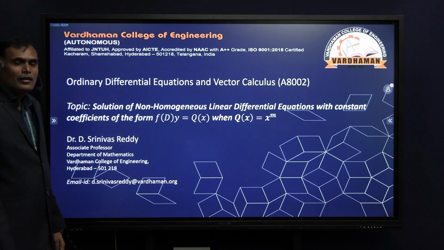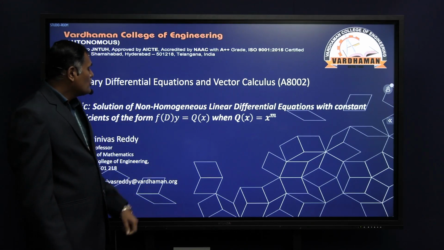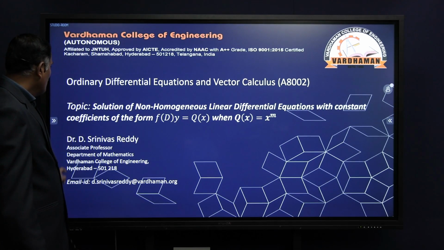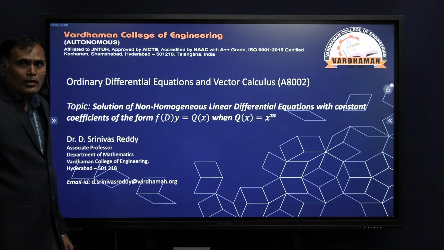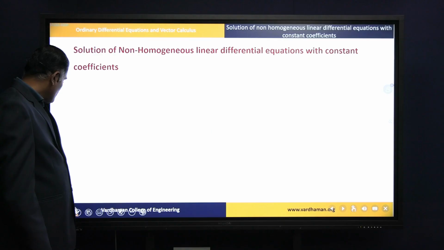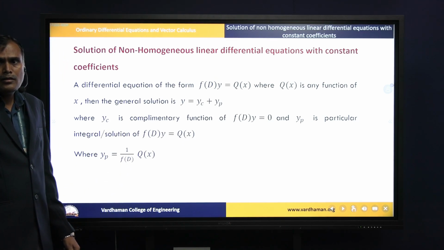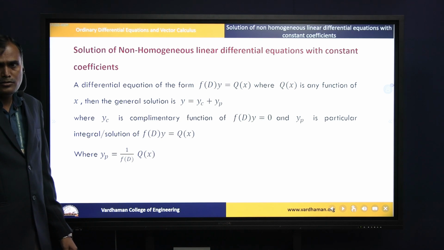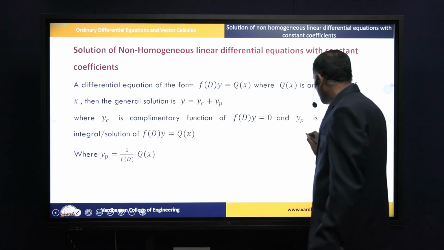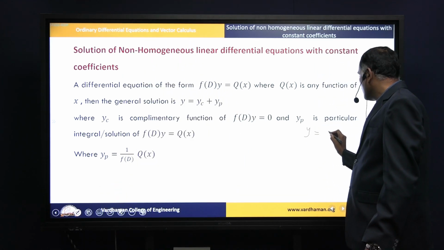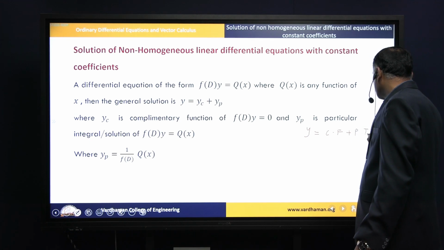Hello everyone. In this video, I am going to discuss the solution of non-homogeneous linear differential equations with constant coefficients when Q is of the form x power m or a polynomial in x. How to find the general solution of a non-homogeneous linear DE with constant coefficients? The general solution of a non-homogeneous DE is given by y equals complementary function plus particular integral.